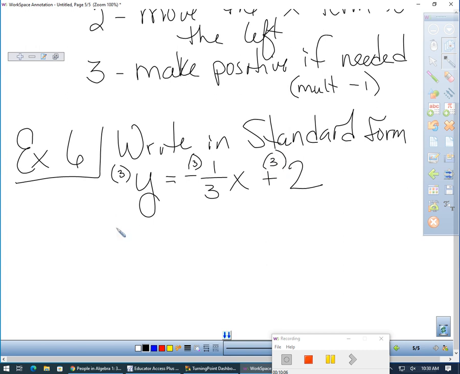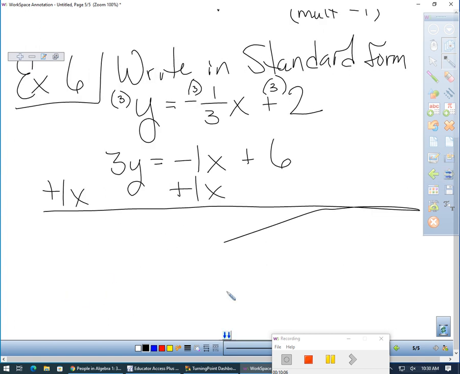All right, so we get 3y equals, here my 3's cancel, so I get negative 1x plus 6. Now we move the x term to the left. How do I move negative 1x? Add it. So I'm going to add 1x to both sides. Can I combine my x and my y together? No, they're not like terms, are they? So we're left with 1x plus 3y equals 6. Last step, is my first term positive? And I'm done. From here, I'd be able to find the intercepts if I wanted to graph it that way, right?